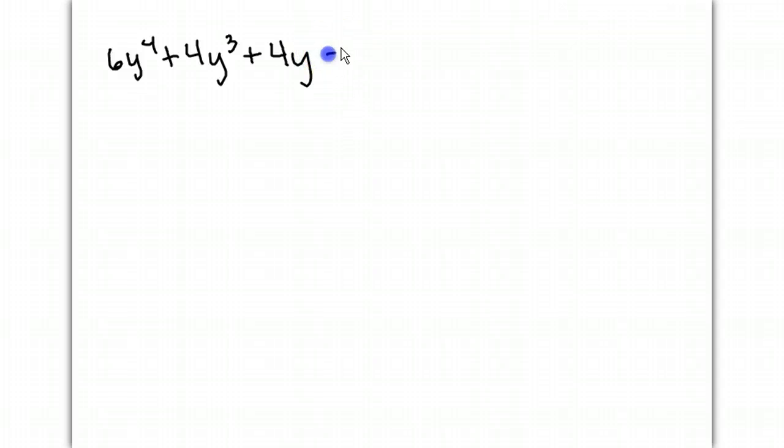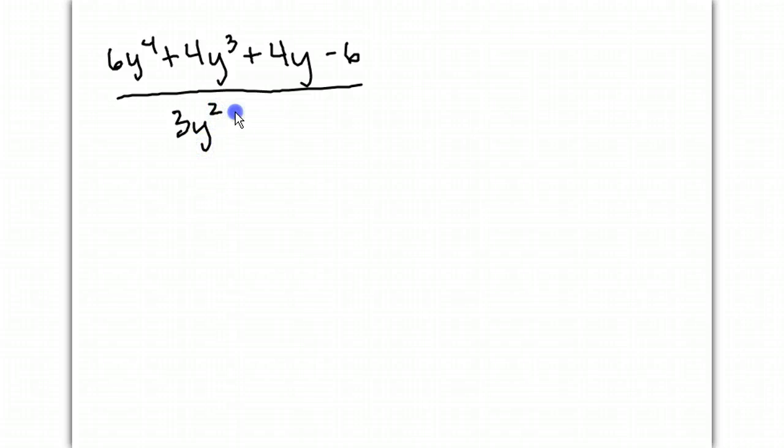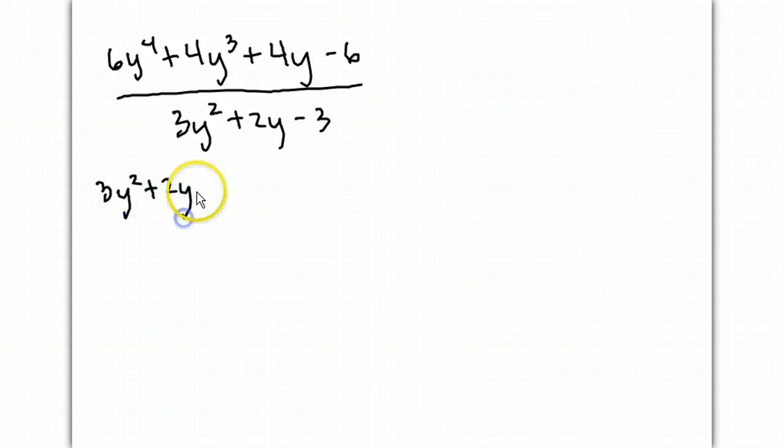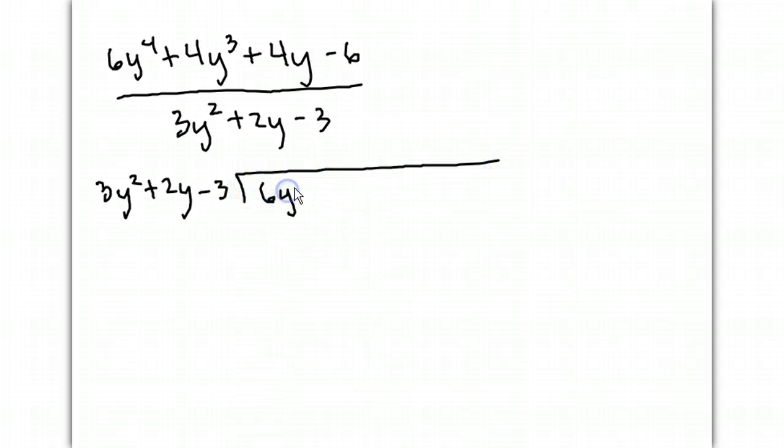So let's try this one. We have 6y to the fourth plus 4y to the third plus 4y minus 6, and we're dividing that by 3y squared plus 2y minus 3. First of all, if you notice, you have y to the fourth, you have y to the third, but you don't have a y squared, so you need to leave a blank for that. So when you divide it, it's going to look like 3y squared plus 2y minus 3, and that's divided into the 6y to the fourth plus 4y to the third.